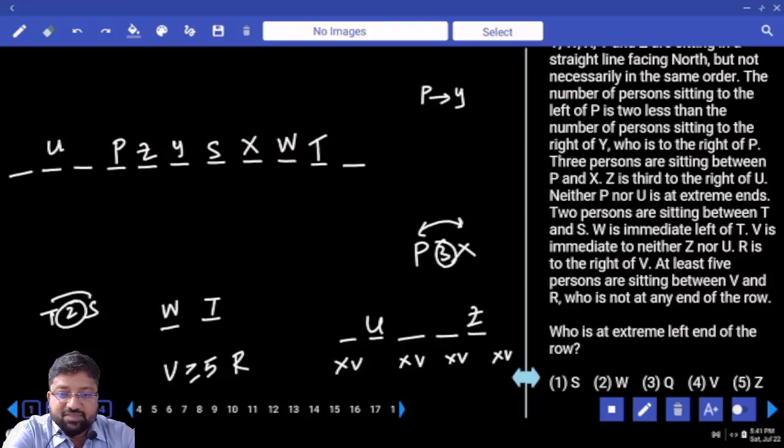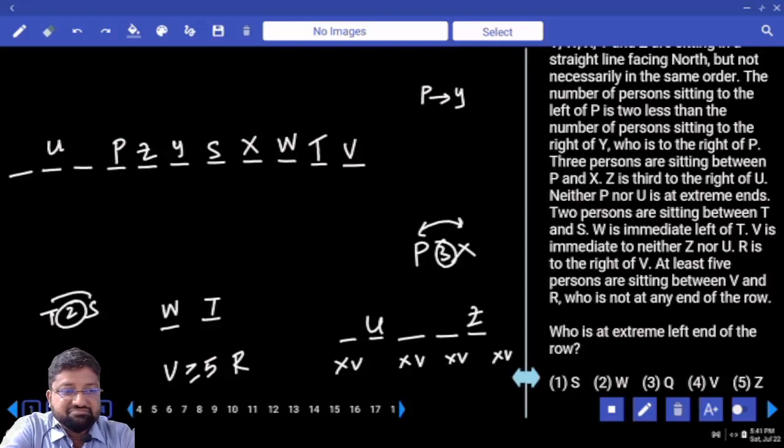Amma? More than 5 people are sitting between V and R. Where should I go for V? Left side, last. See, U is not adjacent to V, right? Tell me, amma. R is to the right of V. Impossible. Am I getting the answer?